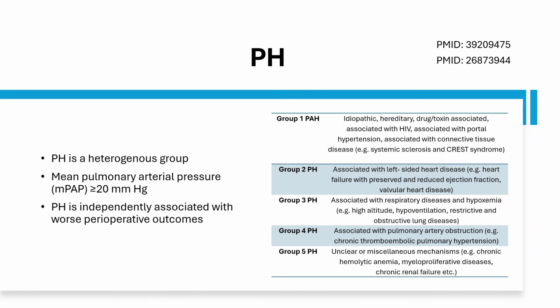Group 2 pulmonary hypertension, which is usually associated with left-sided heart disease. Group 3 pulmonary hypertension, which is associated with underlying respiratory diseases and hypoxemia. Group 4 pulmonary hypertension, which is associated with pulmonary arterial obstruction. In the vast majority of cases, this will be chronic thromboembolic pulmonary hypertension related to episodes of pulmonary emboli in the past. And there is also group 5 pulmonary hypertension due to miscellaneous causes. Please feel free to pause this video if you need more time to review this important slide.